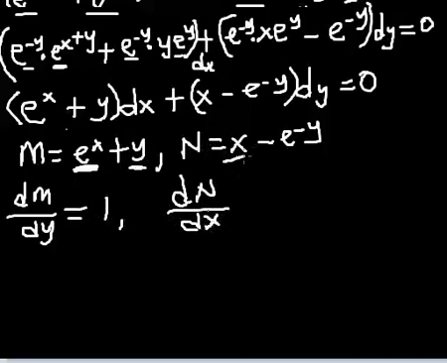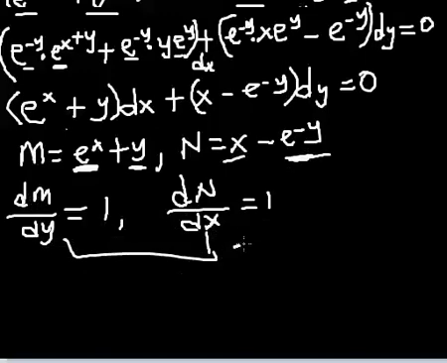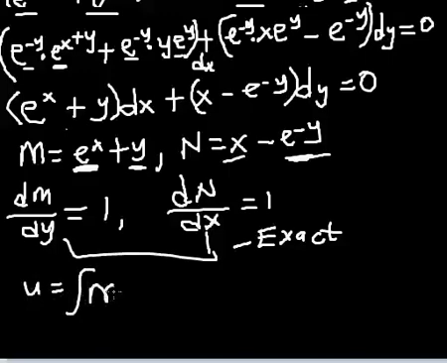If I differentiate x, I have 1, and I can't differentiate exponent minus y because this is a function of y. I can't differentiate it with respect to x. So that simply means that the partial of M with respect to y is equal to the partial of N with respect to x. So this is now exact. Since it is exact, it is easy for us to solve it. To solve it, we apply our formula for the solution of an exact ODE, which of course is u is equal to integral of M dx plus k.